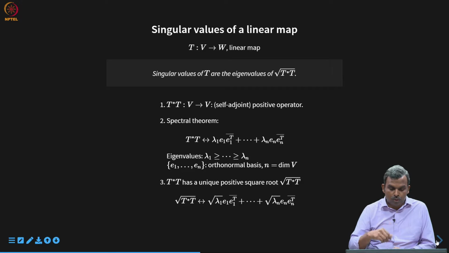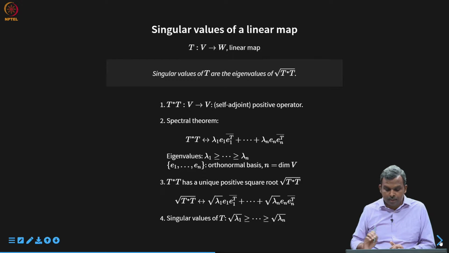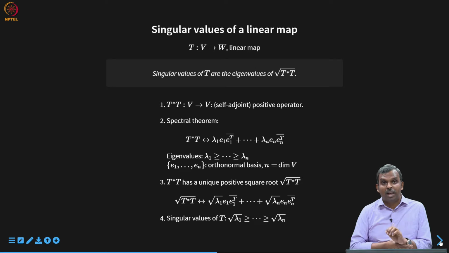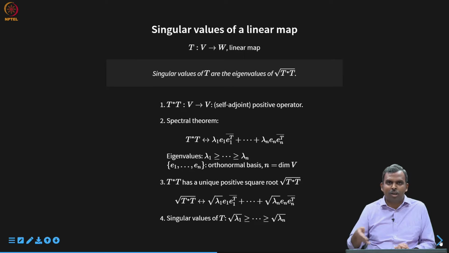So the singular values of T, written down in this way, are simply the square root of lambda 1, and that would fall in decreasing order, all the way to the square root of lambda n. Okay. So this is a picture of how singular values are defined. We'll see a couple of examples in this lecture itself. It will be clear to you how this works, but this is the definition, and this definition makes sense.